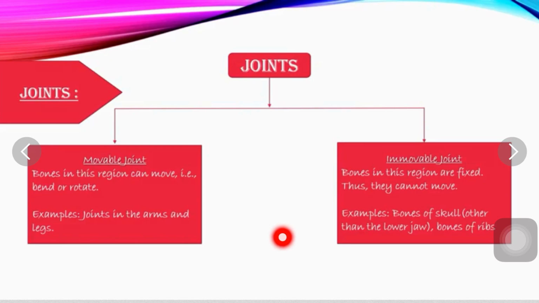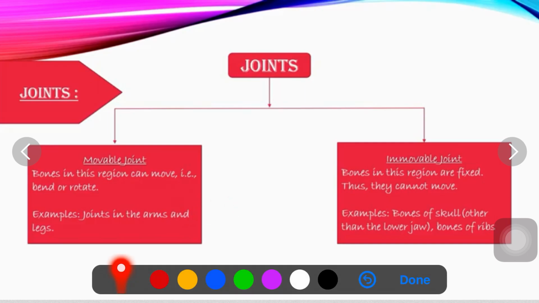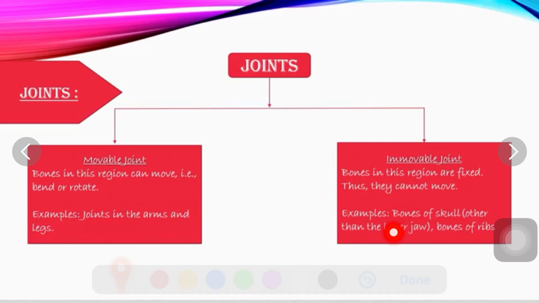There are two types of joints, movable joints and immovable joints. Student, movable joints are those in which the bones in this region can move, that is, bend or rotate. For example, joints in the arms and legs. Immovable joints are those in which bones in this region are fixed, thus they cannot move. For example, bones of the skull other than the lower jaw, and bones of the rib cage.